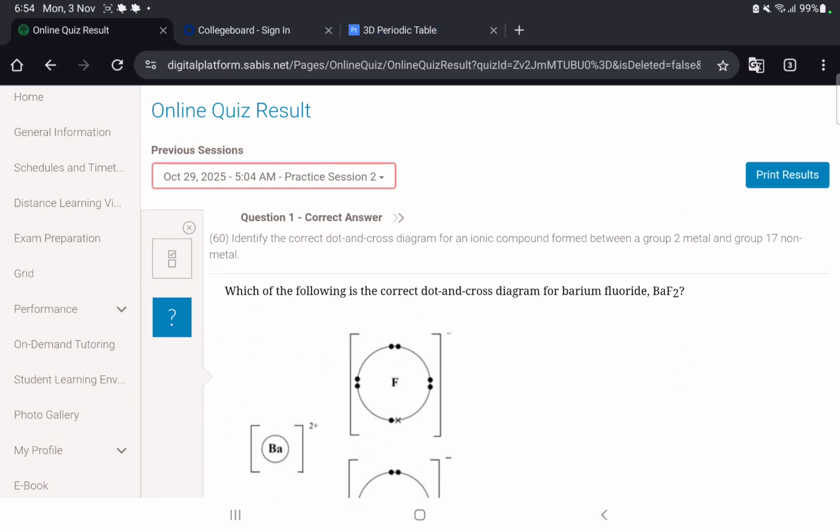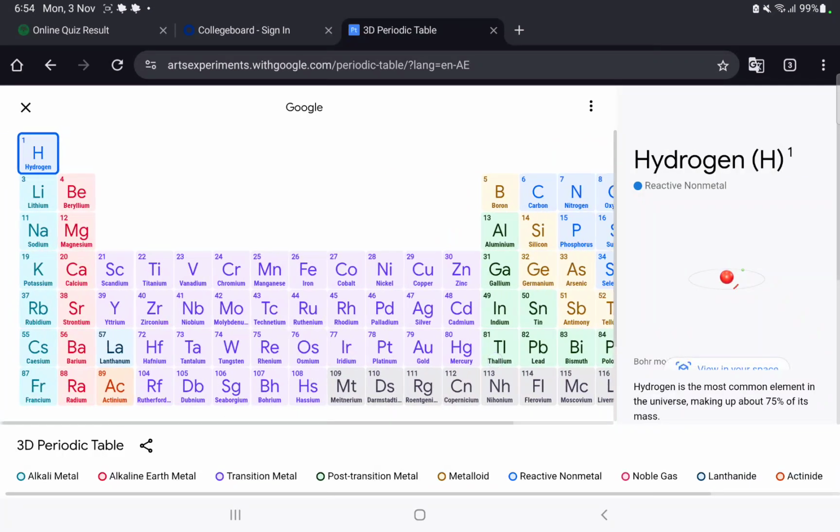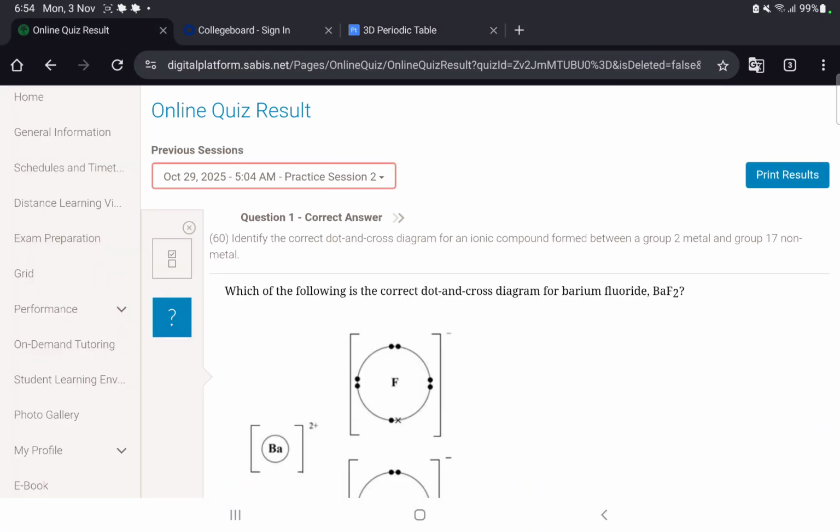So we have to go to our periodic table and see. Where is Ba? Oh, okay, Ba is here. Ba is Ba2+. So we go back here. We know that Ba is Ba2+, and we know that F is F minus. So we crisscross and we get BaF2. So it's correct. If it's Ba2+, it has to look like this.